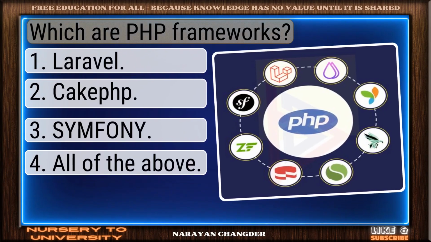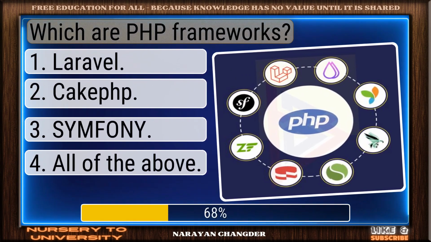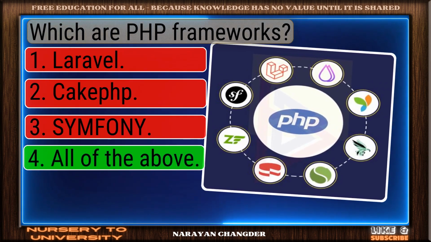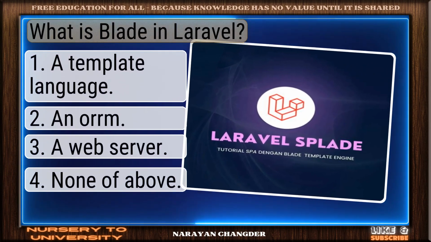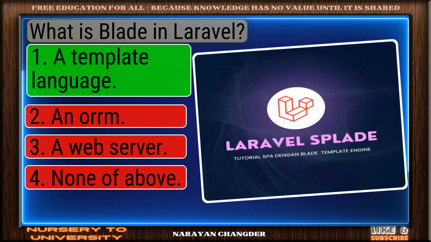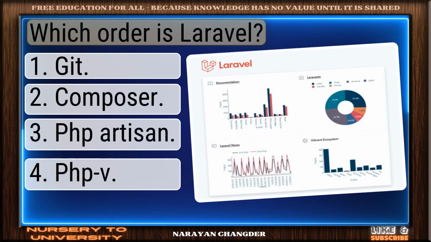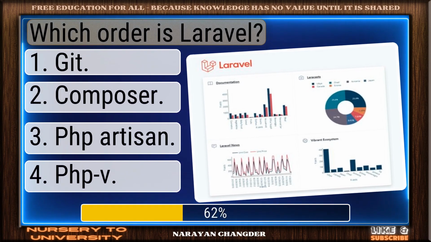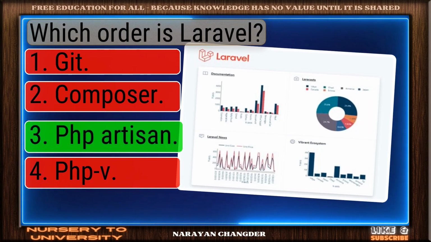Question number 72. Which are PHP frameworks? Bravo! All of the above is the answer. Question number 73. What is Blade in Laravel? Right again. A template language is a valid answer. Question number 74. Which command is Laravel? Nicely done. PHP artisan is a solid answer.